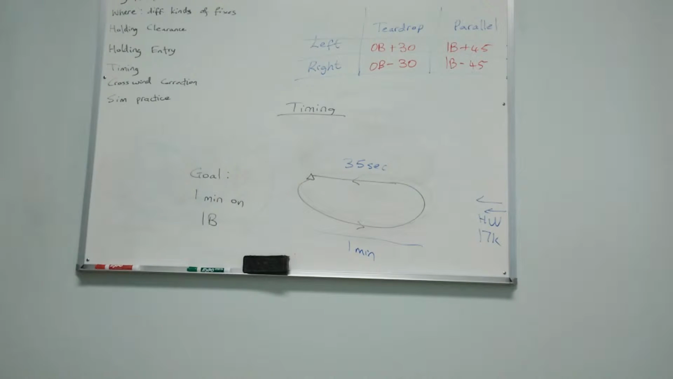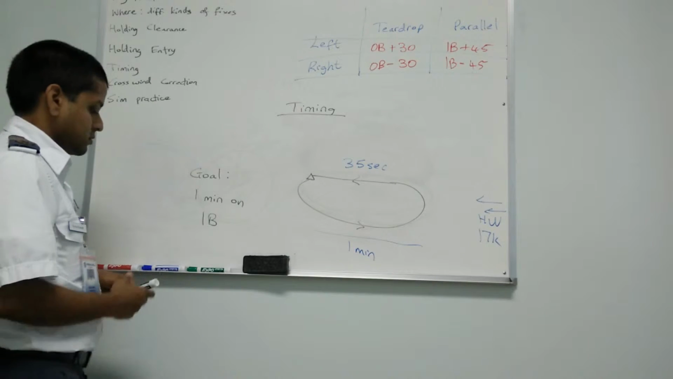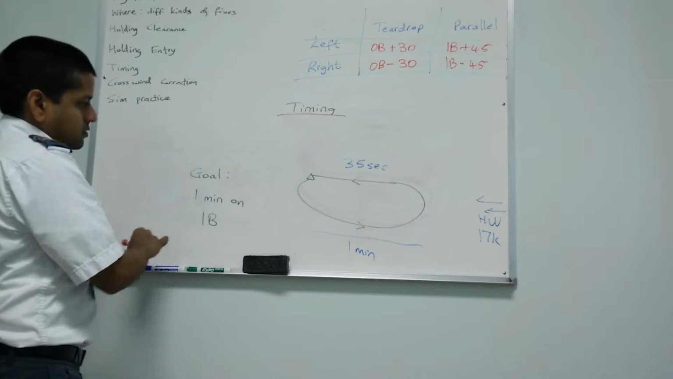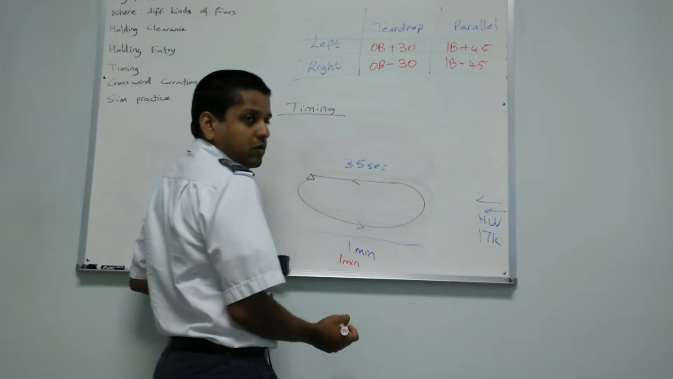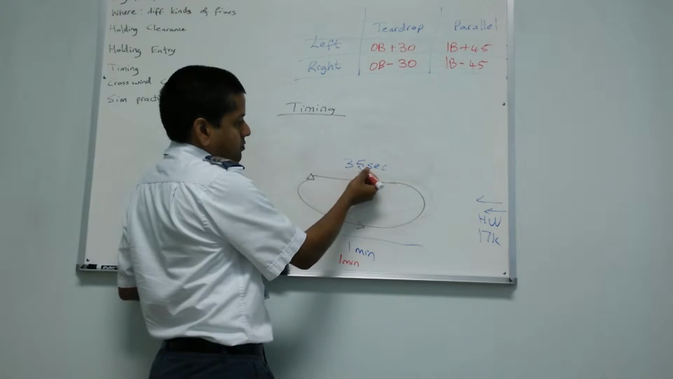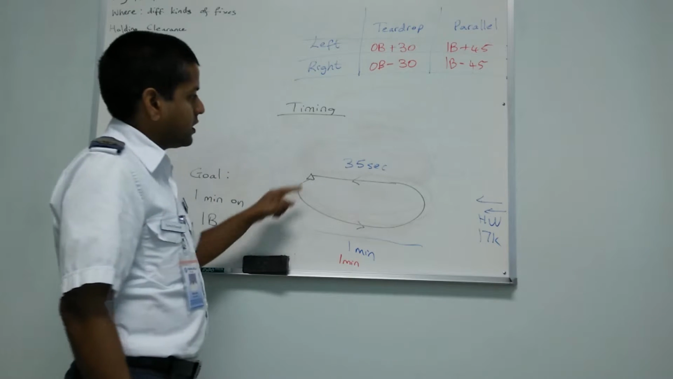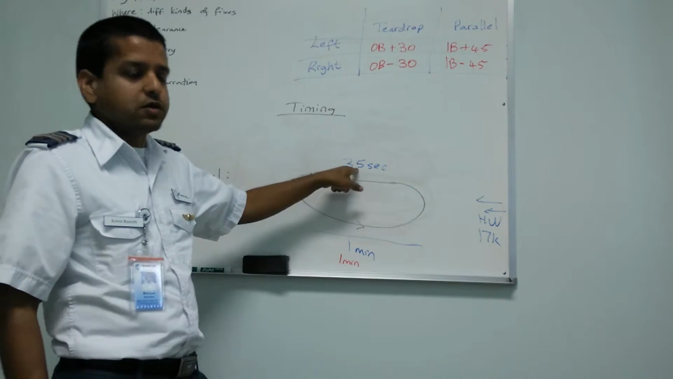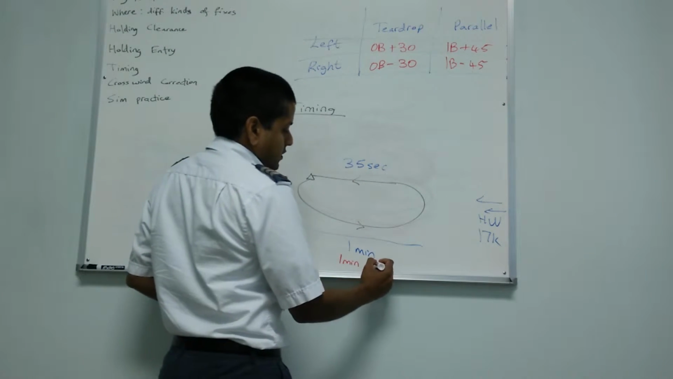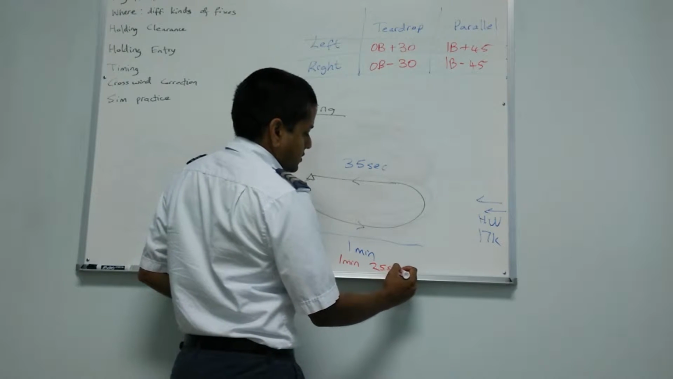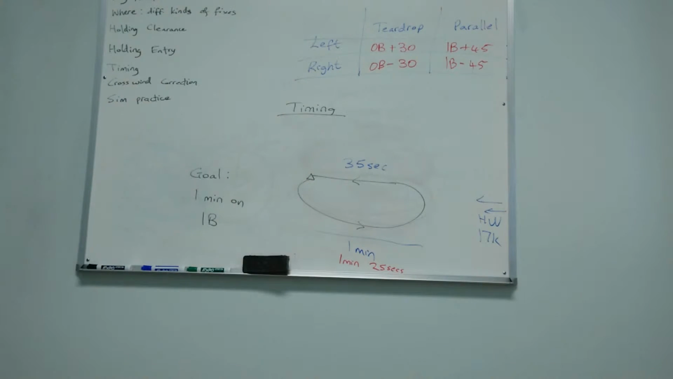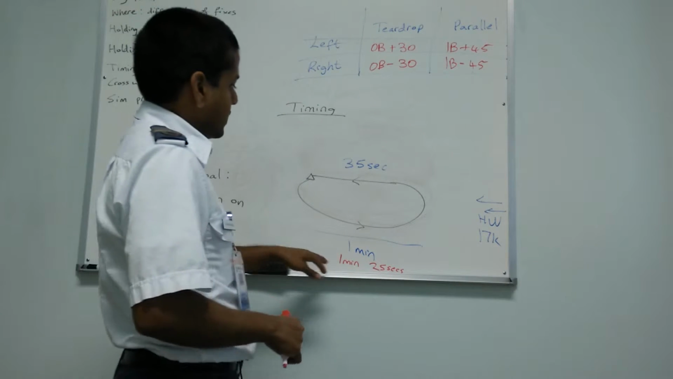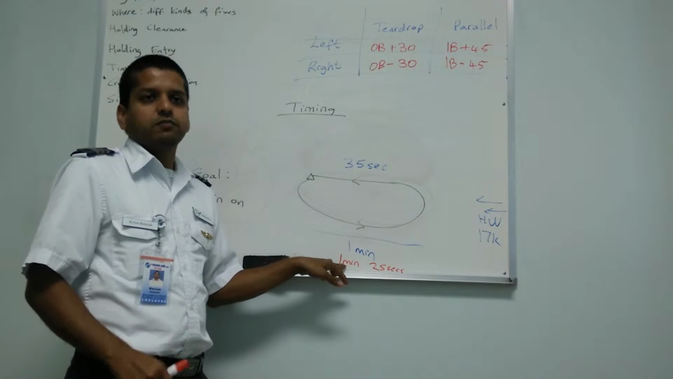Next time you go outbound, what are you going to fly? How long? How many minutes? 1 minute 35? Now see, over here you were 25 seconds short, right? So you can add 25 seconds, 1 minute 25 seconds. Yes, so you add 25 to the 1 minute from the outbound.